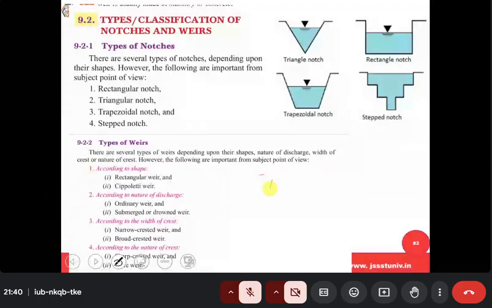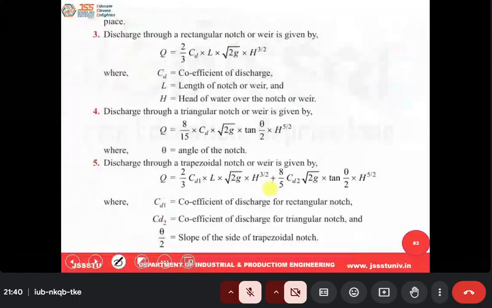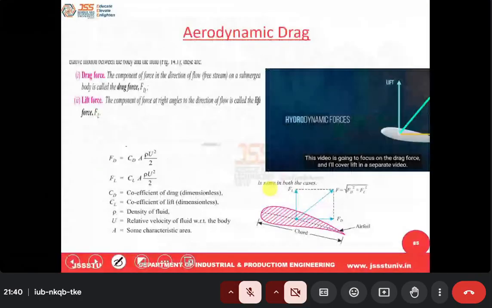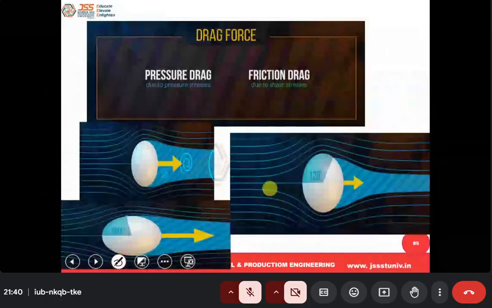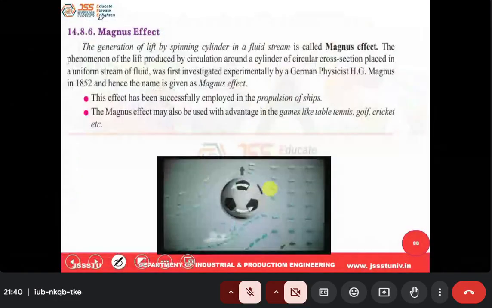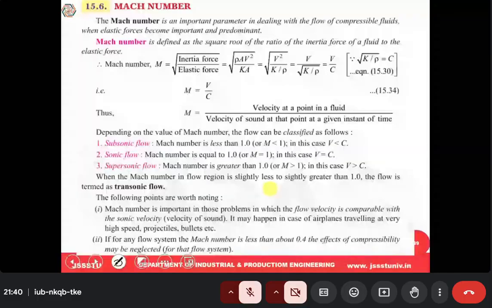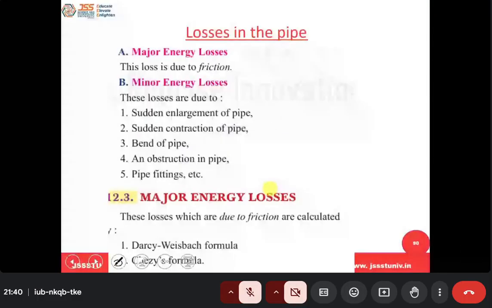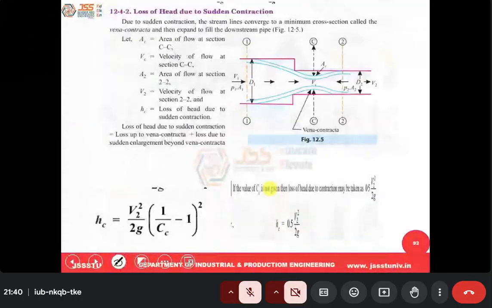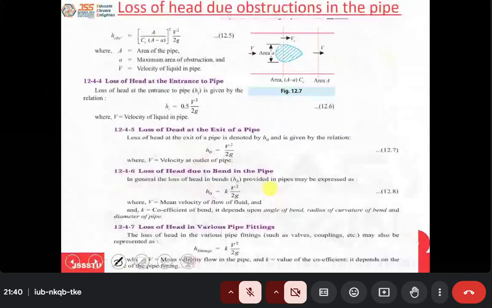Good evening to all. Yesterday we covered up to flow measuring devices, and today's class agenda covers a very important concept regarding the aerodynamics part. We are going to cover what drag force is, what lift force is, all those things. Then we are going to take up Mach numbers. After that, we are going to cover losses in the pipes. This is very important in designing any pumps and all. Then we consider the fluid statics part. So that is today's class agenda.